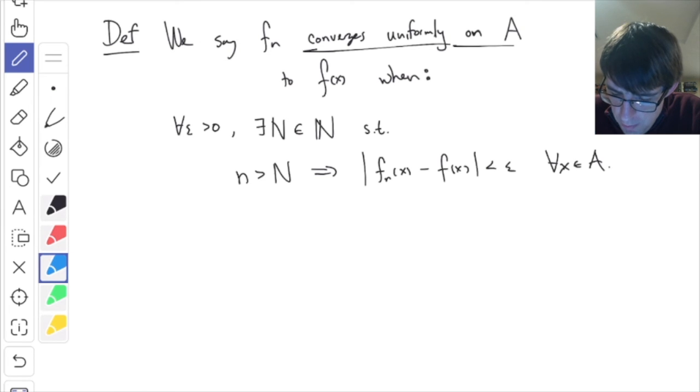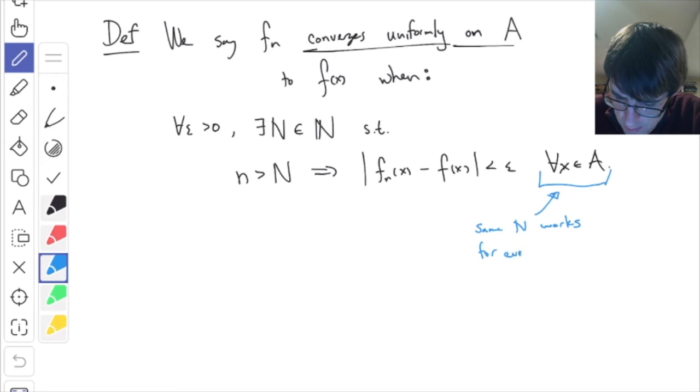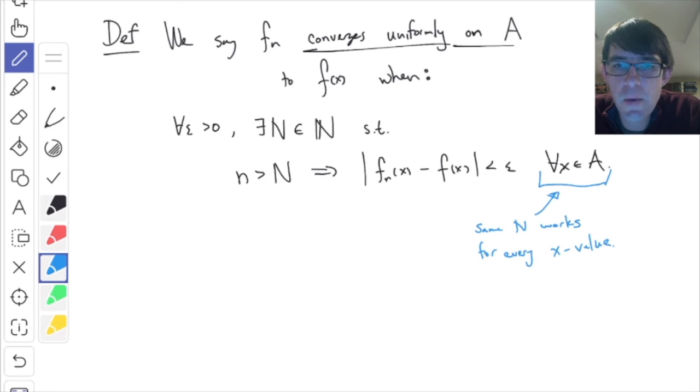And the important thing really is right here. This says that the same N works for every x value. The same N works for every value of x. This is analogous to when we had the definition of uniformly continuous, so the same delta works for every c value is what we said in that context. Uniform convergence of a sequence of functions means the same N value works for every x value. All right.